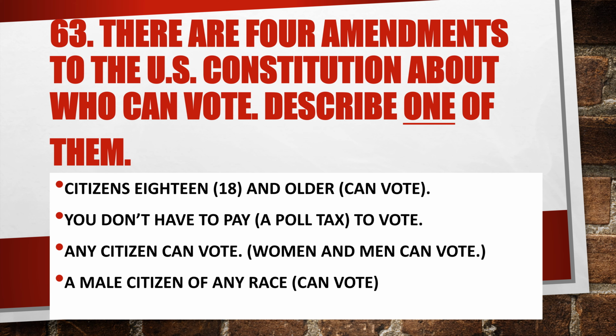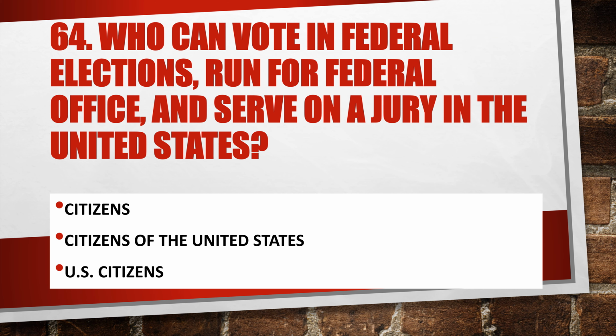There are 4 amendments to the U.S. Constitution about who can vote. Describe one of them. Citizens 18 and older can vote. Who can vote in federal elections, run for federal office, and serve on a jury in the United States? Citizens.